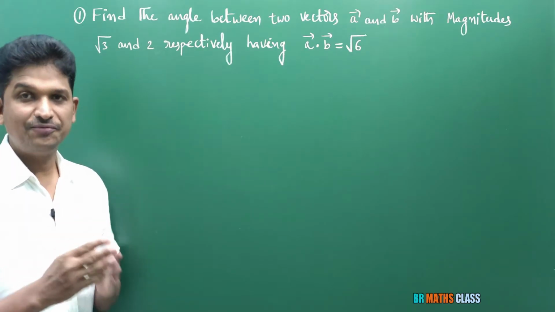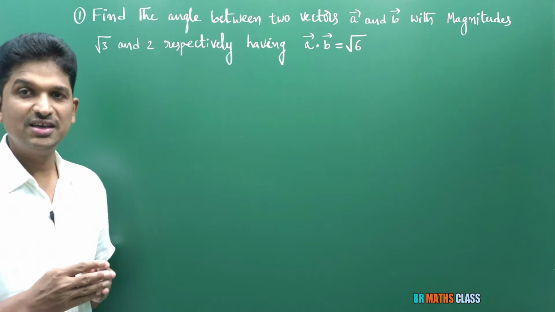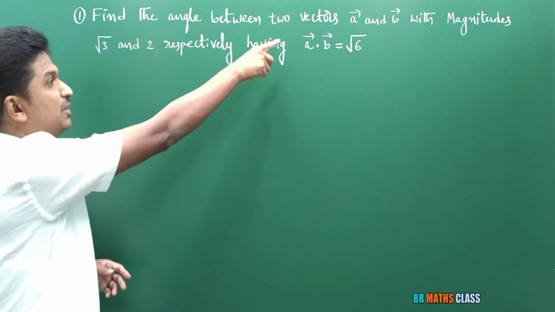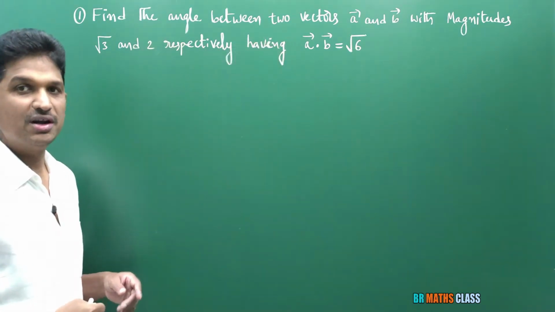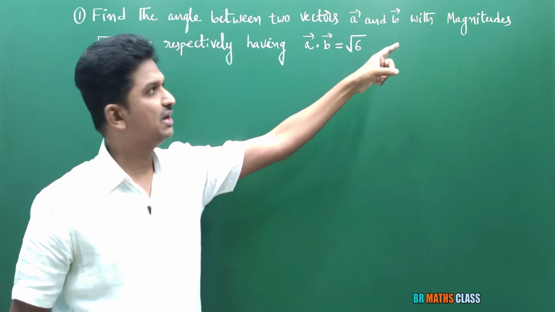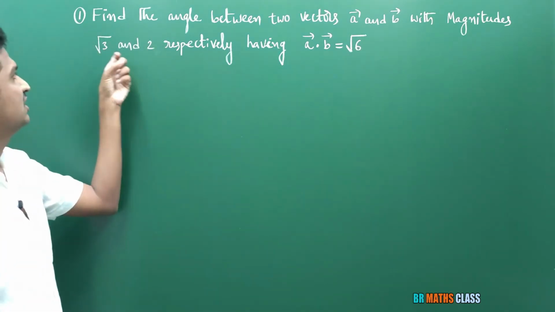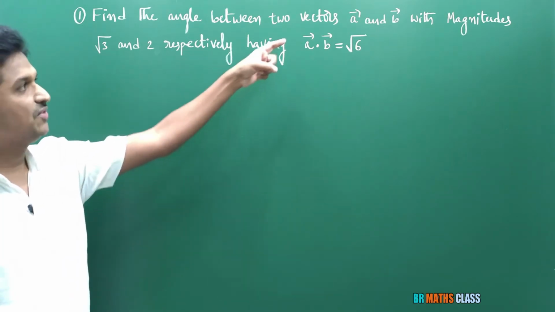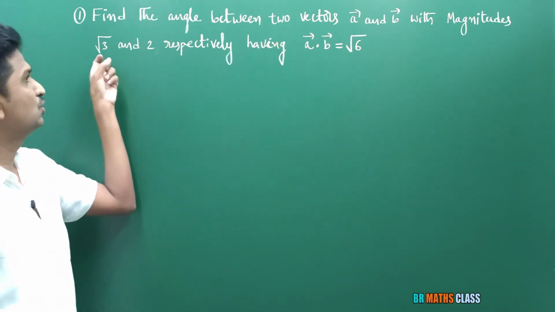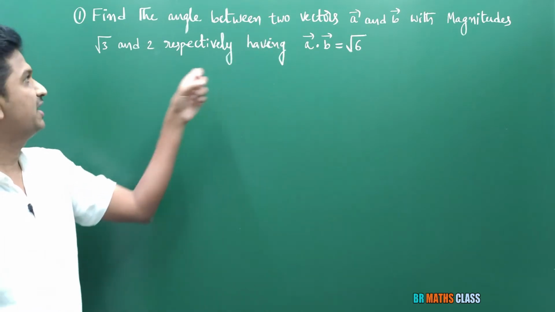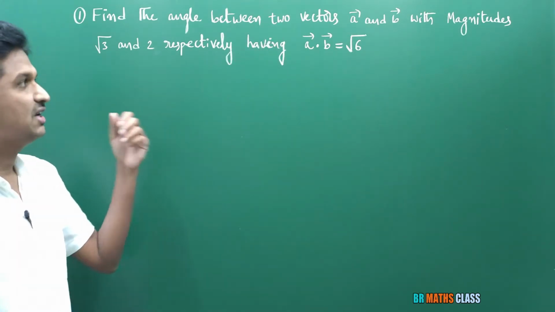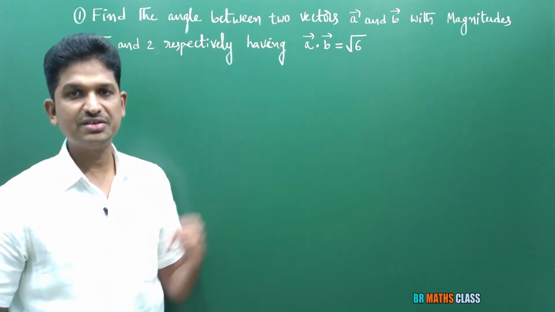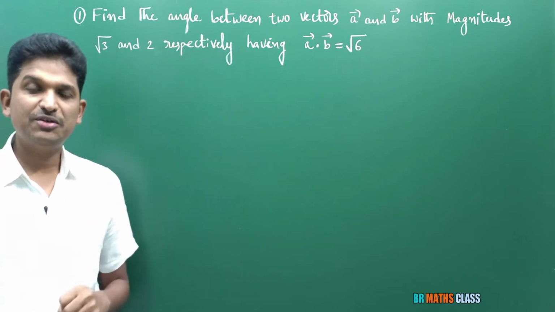You observe the first question. What are they asking in this question? Find the angle between two vectors A bar and B bar. For that, what information is given? With the magnitudes √3 and 2 respectively. Respectively means the first vector A bar magnitude is √3, second vector B bar magnitude is 2. And they gave that A bar dot B bar is √6. What are they asking? Angle between the vectors.